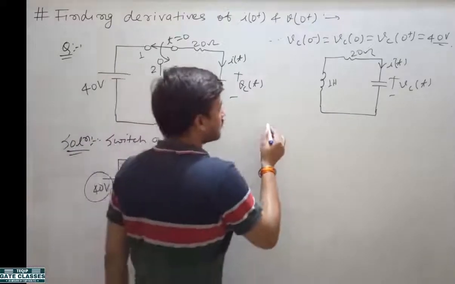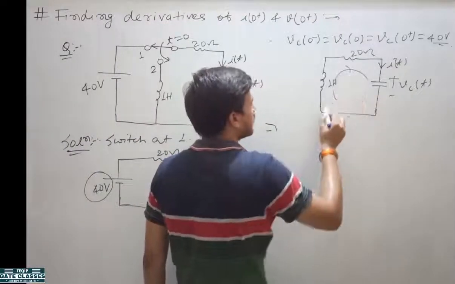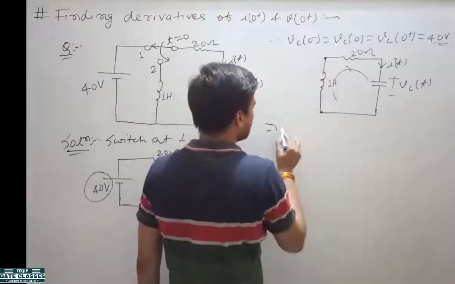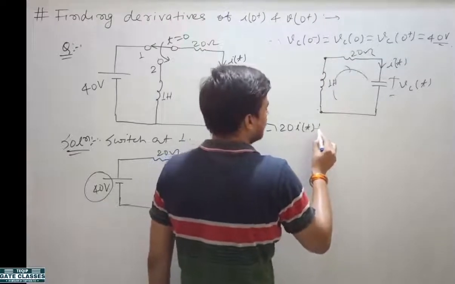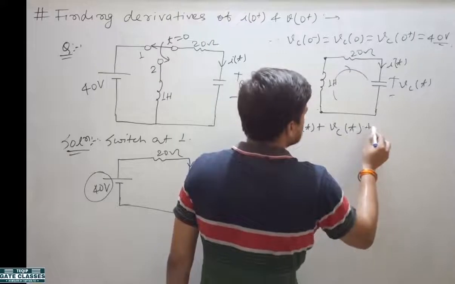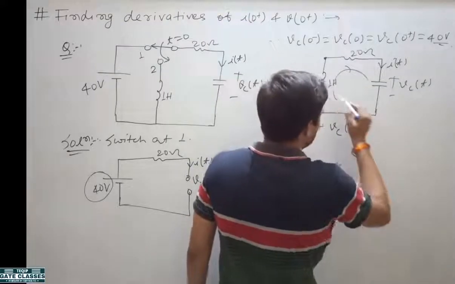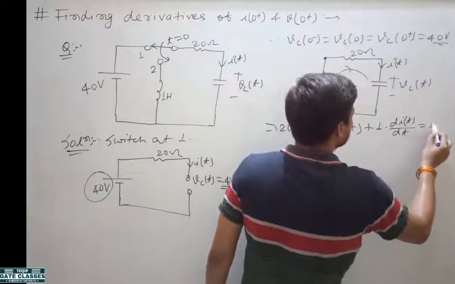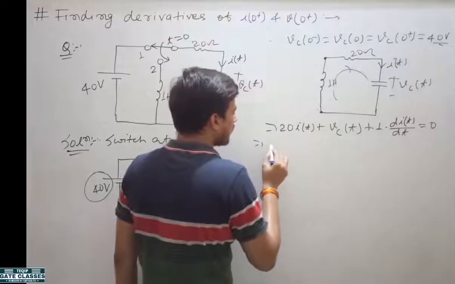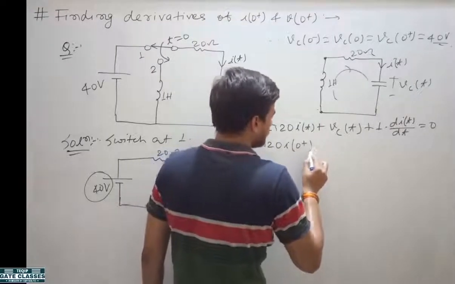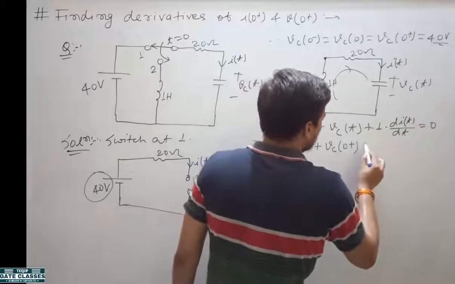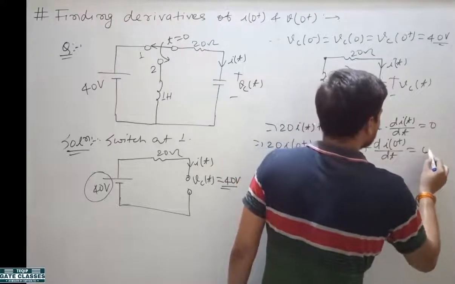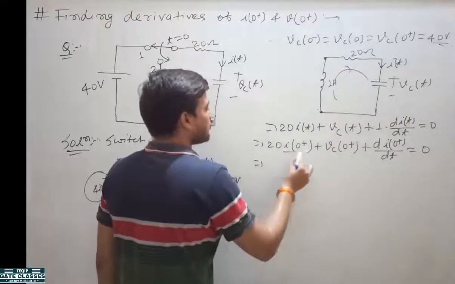So apply Kirchhoff's voltage law. Current i t is flowing through the circuit. Start from this point, you write 20 into i t plus v C t plus L into, that means 1 into di t upon dt, will be equal to 0. So now put i t equal to i 0 plus. So 20 i 0 plus plus v C 0 plus plus di 0 plus upon dt will be equal to 0.